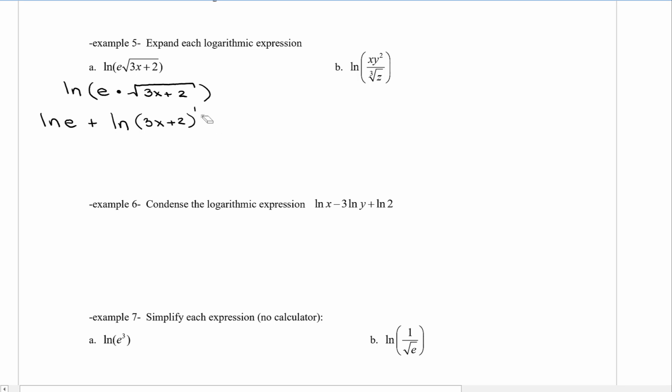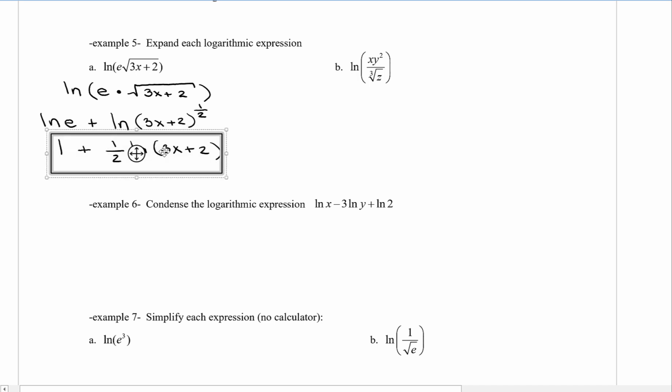So I'm going to rewrite that square root as a fractional exponent. Our next line is going to be the natural log of e will turn into a 1 plus 1/2 times the natural log of, open up a set of parentheses, 3x plus 2, close the parentheses, and we're going to go ahead and box that in. That's going to represent our answer. And that last property we used there was the exponent on the argument is equal to the coefficient of the log. So that's why I rewrote that 1/2 in front of that natural log.